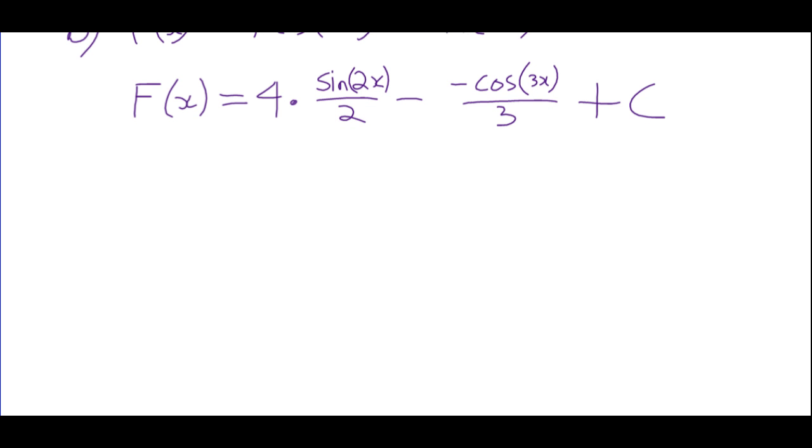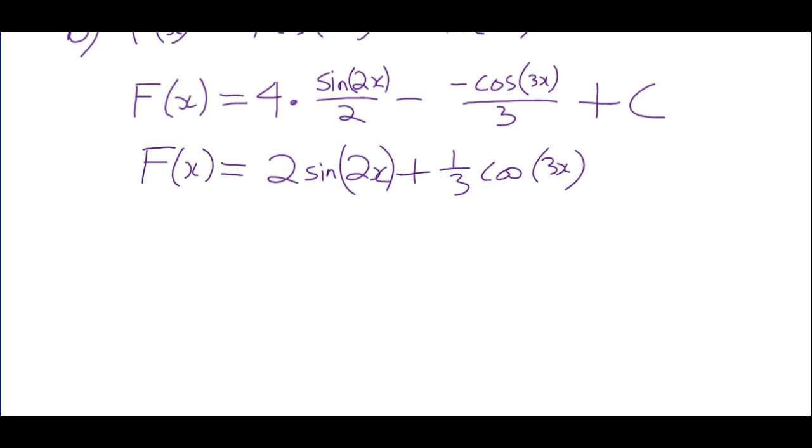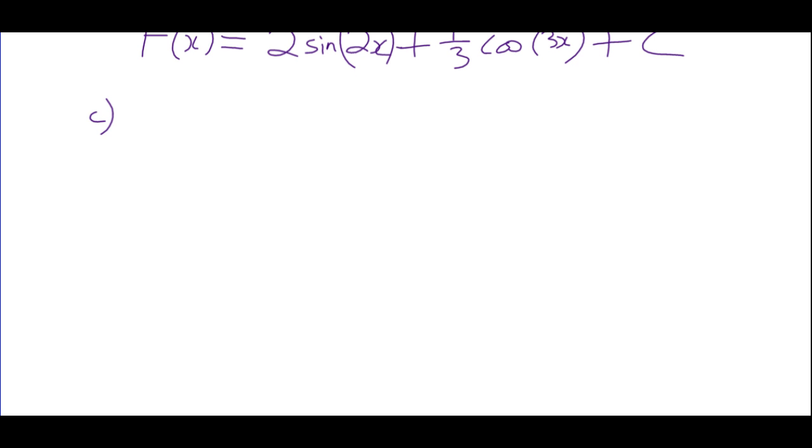Okay, let's clean this up. So what do we get? 2 sine 2x plus 1/3 cos 3x plus c. Okay, yeah. C. F of x.